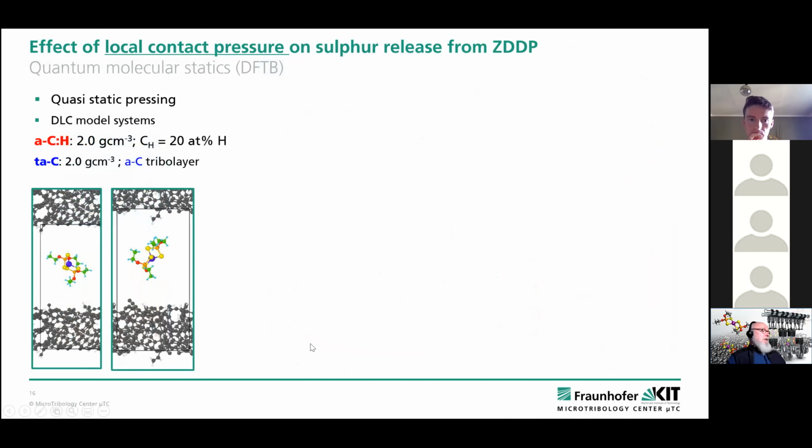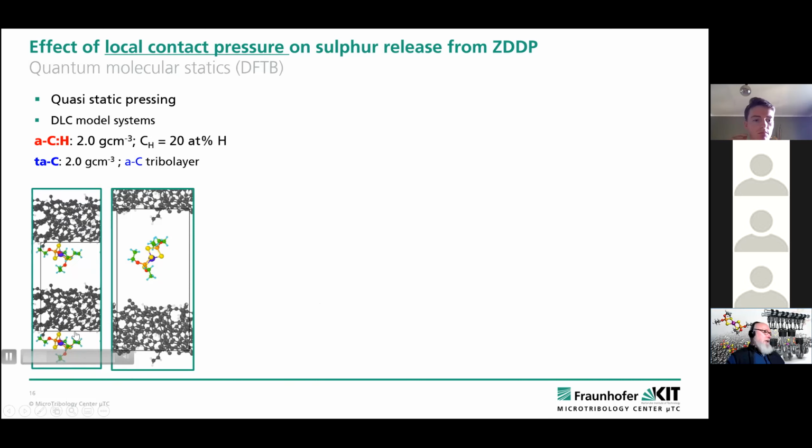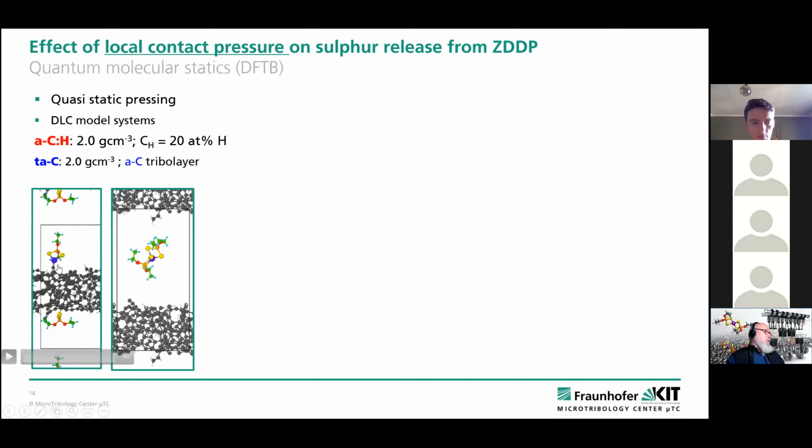So the next step is, what is the effect of local pressure on the sulfur release from the CDDP? So you can create two DLC surfaces, and then you put a CDDP molecule inside. And we did some quasi-static pressing simulations. And well, let's show what's going on. So you can press the CDDP, you release the pressure, and then you can observe which kind of reactions you produced and which kind of products are generated.